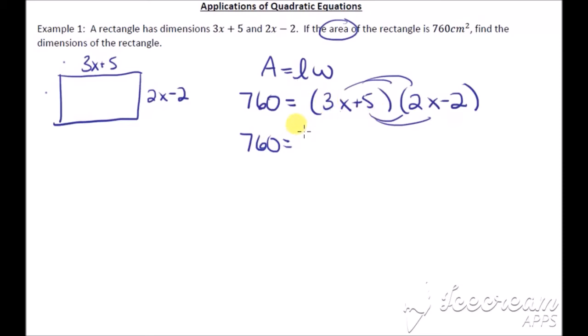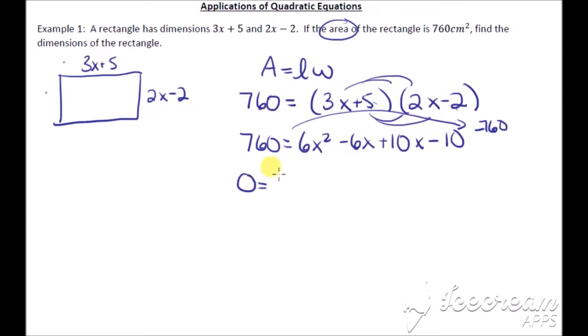3x times 2x is 6x squared. 3x times negative 2 is negative 6x. 5 times 2x is 10x. 5 times negative 2 is negative 10. And let's bring over that 760. It becomes negative 760. We're going to collect negative 6x plus 10x, so I get 4x. All we're doing here is simplifying, and those two constants give me negative 770.